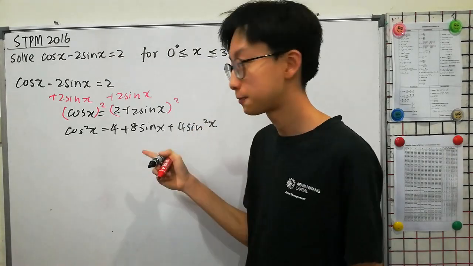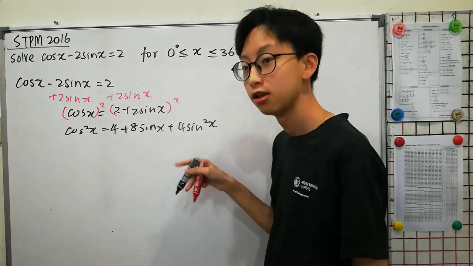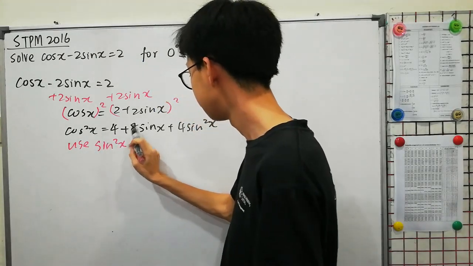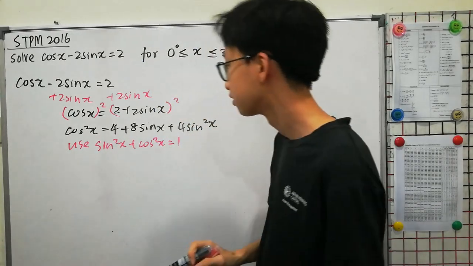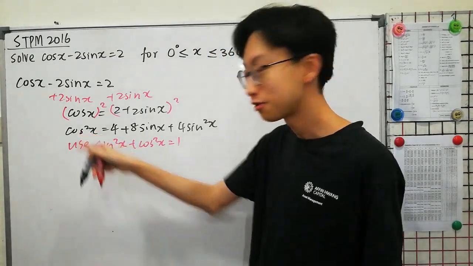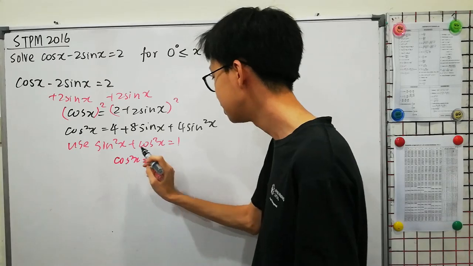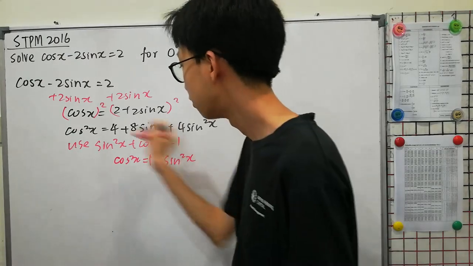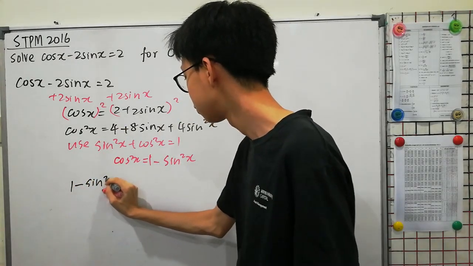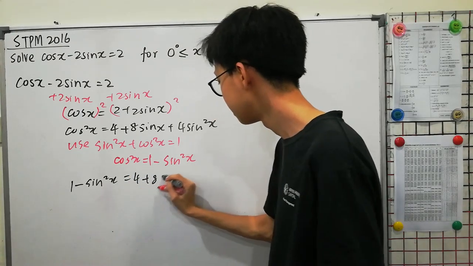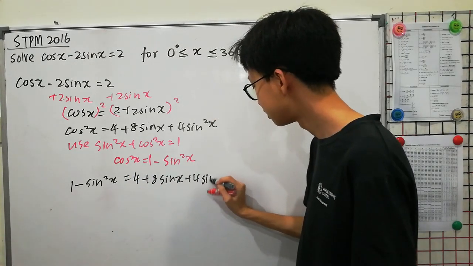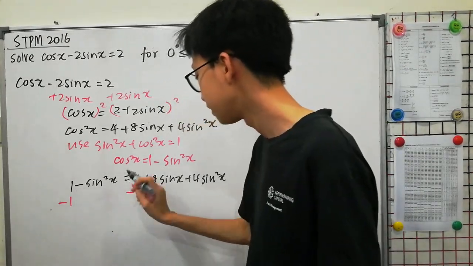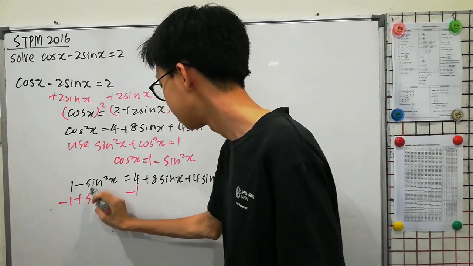And now we need to express it in terms of either cos square x or sin square x. So we need to use the basic identity, sin square x plus cos square x equals 1. It's easier for us to get rid of cos square x, right? So cos square x will be 1 minus sin square x. On the left hand side it is just 1 minus sin square x equals 4 plus 8 sin x plus 4 sin square x. Simplify this, maybe we'll minus 1 from both sides and plus sin square x to both sides.